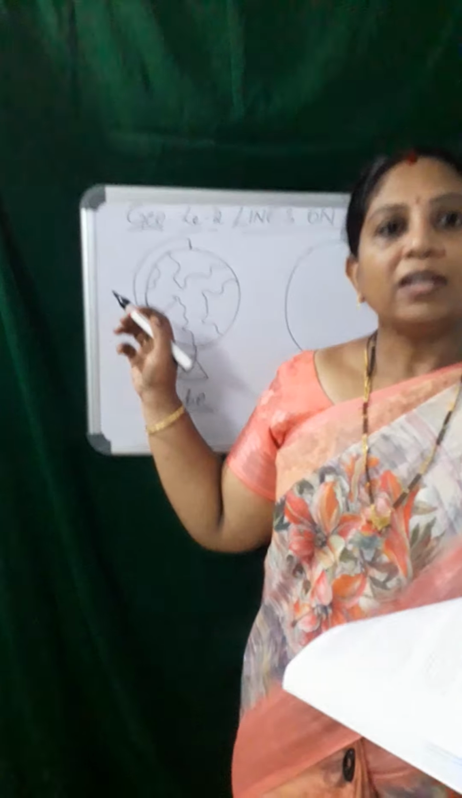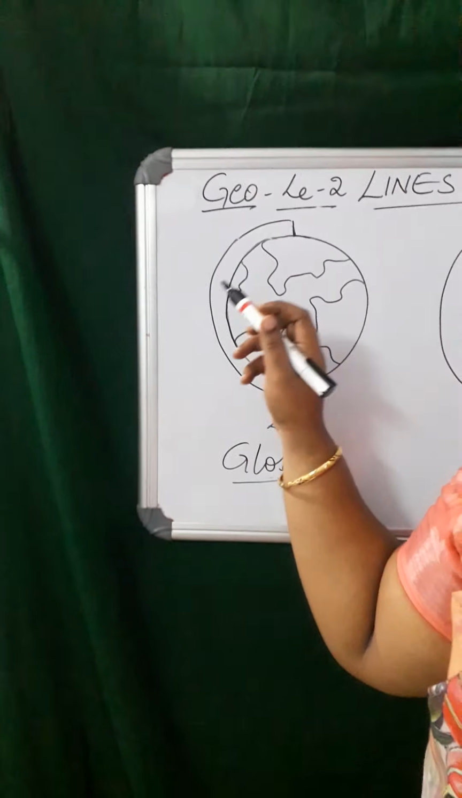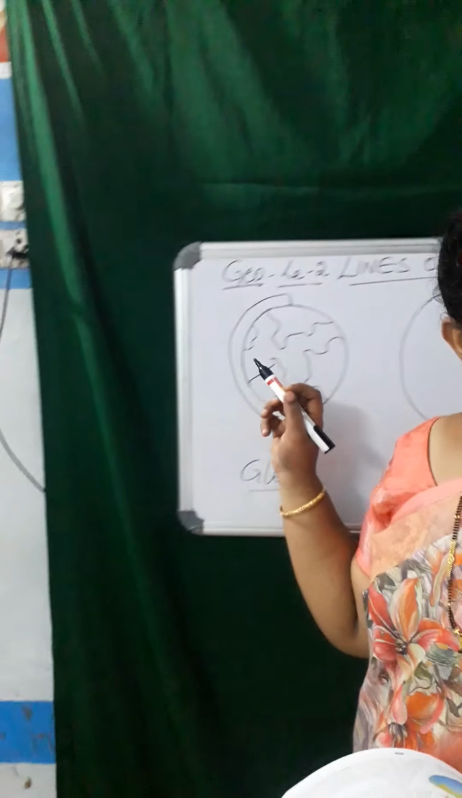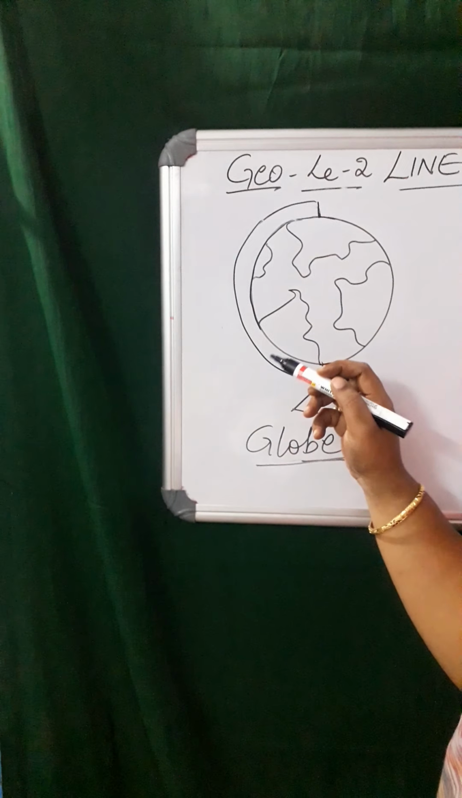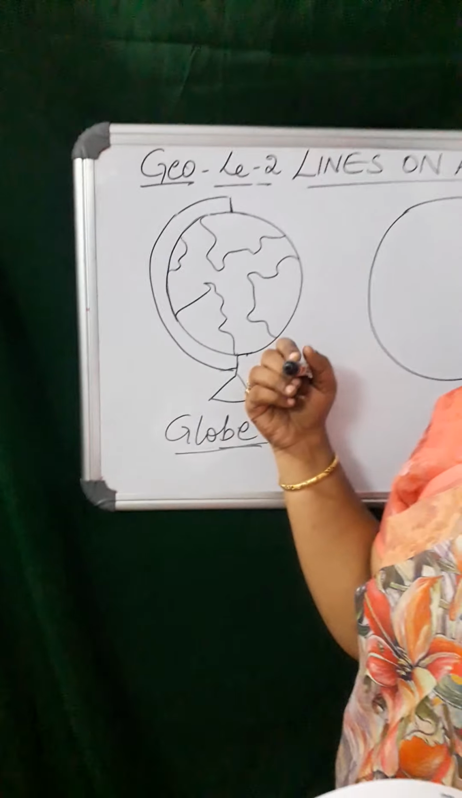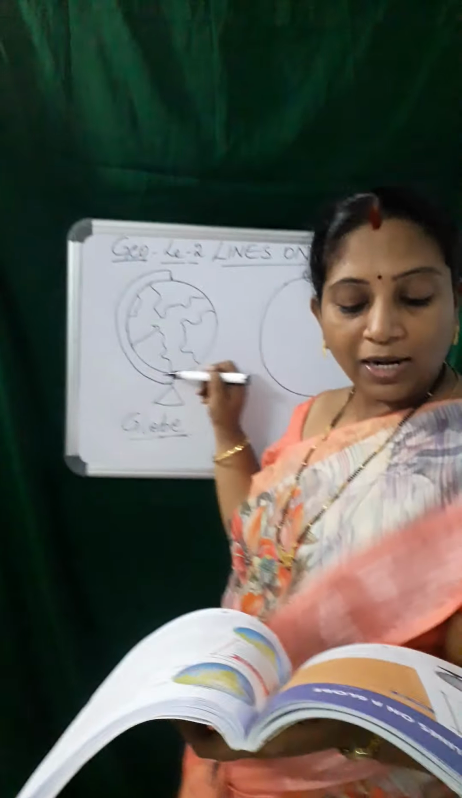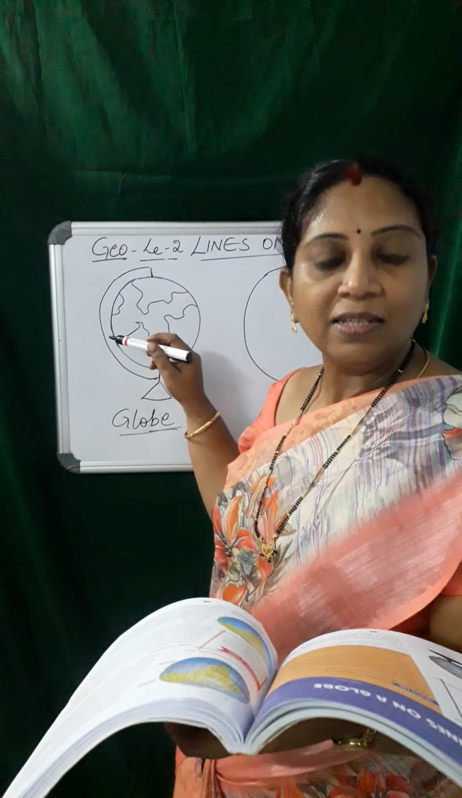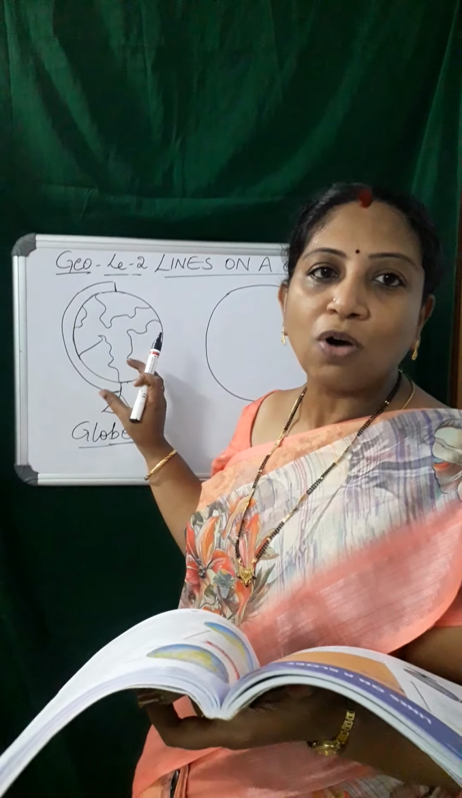See once, children, this is the globe. It is a model of the earth. It is a three-dimensional figure. The earth, as we know, is a huge body. To enable its effective study, a much smaller representation of the earth was created. This is called a globe. What is a globe? A globe is a small three-dimensional model of the earth, just like the earth. It is looking like the earth, isn't it? Yes, but it is small in size.